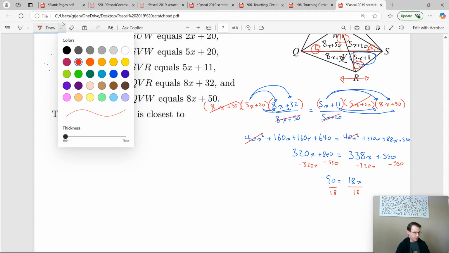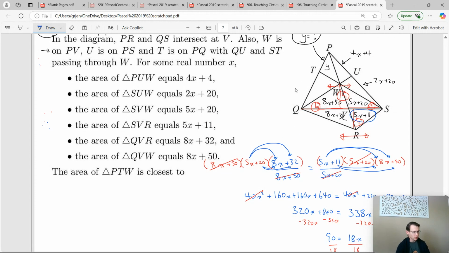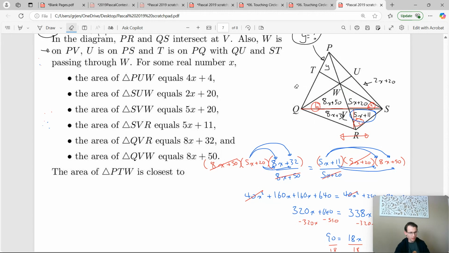So 5 equals x. Now we can find the area of all of these spaces. Let's go ahead and do all the spaces. I'm going to erase all the things. Oh, but I should leave them up while I do this. Okay, so just erase all my notes.